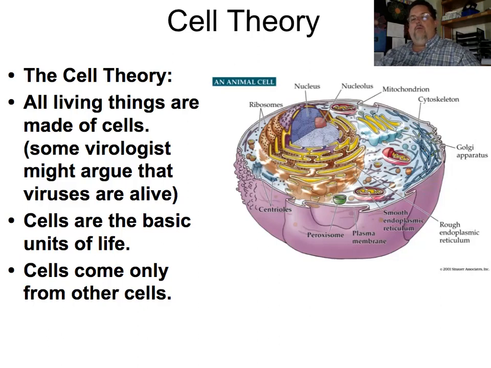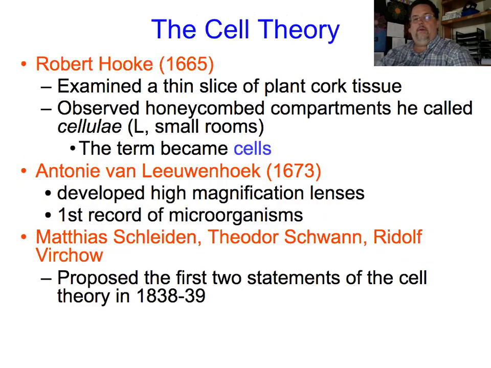But for the most part, once a cell's formed and evolved, you're not going to get a fully modern cell just de novo. It's a long series of evolutionary steps from before we ever had cells. So basically speaking, cells only come from other cells, or at least modern cells. They only come from other modern cells.